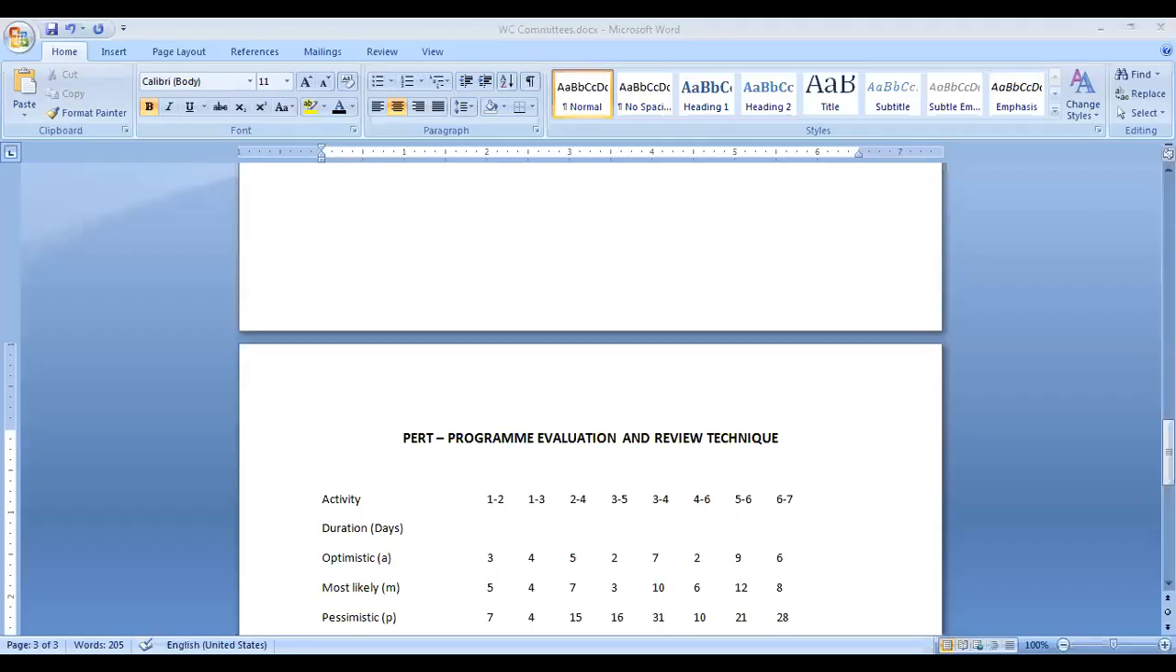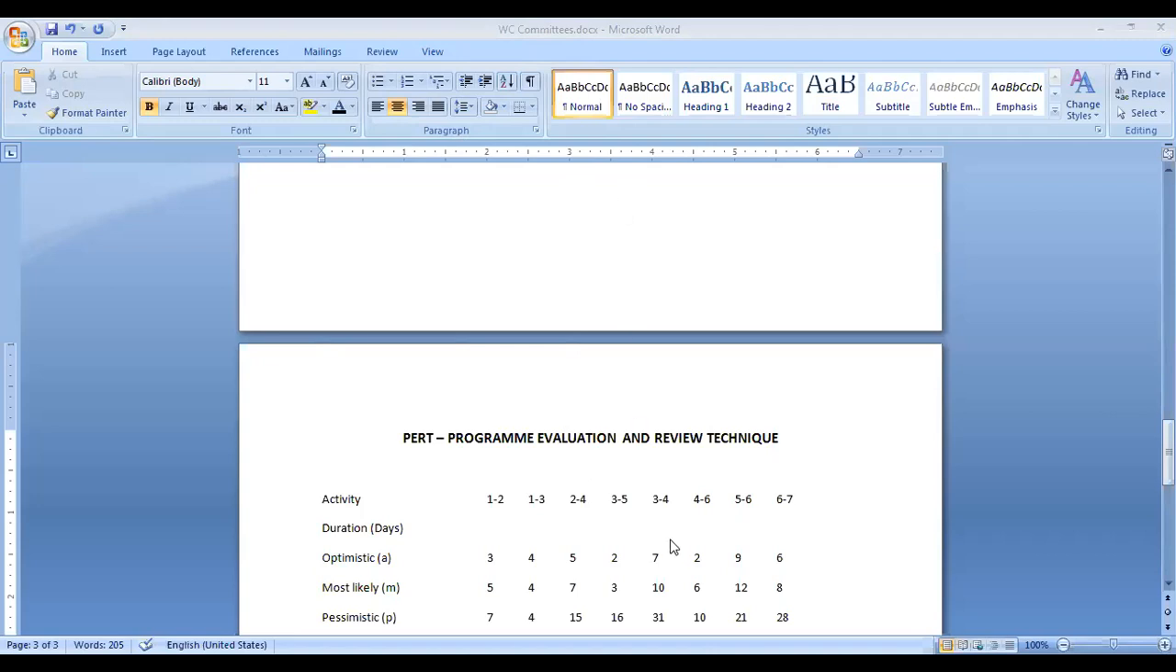I'm going to teach you PERT, Program Evaluation and Review Technique. For this purpose, I have taken a small problem where you have around 8 activities: 1 to 2, 1 to 3, 2 to 4, 3 to 5, 3 to 4, 4 to 6, 5 to 6, and 6 to 7.